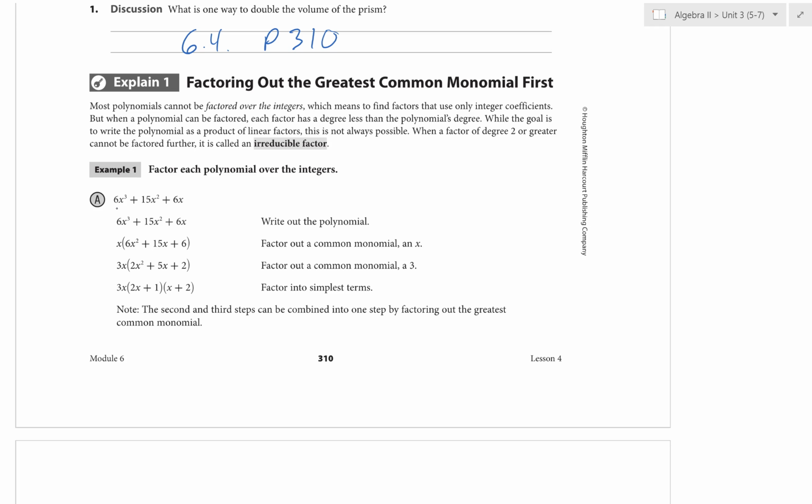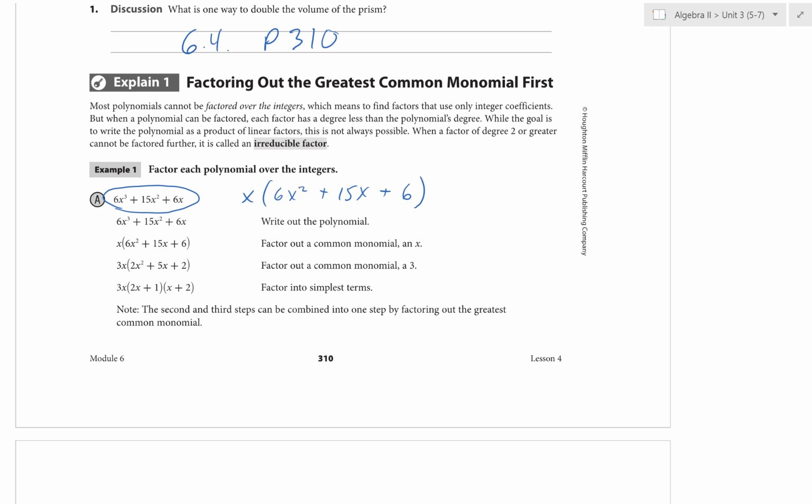Looking at this example A, first just focusing on the variables, there's an x in every term. So we can factor an x out in front. Factoring an x out in front is just like dividing each term by x, because putting it out in front is multiplying by x. The first term, 6x cubed, divided by x is 6x squared. The second term divided by x is 15x. And the third term divided by x is 6. So I factored out the x.